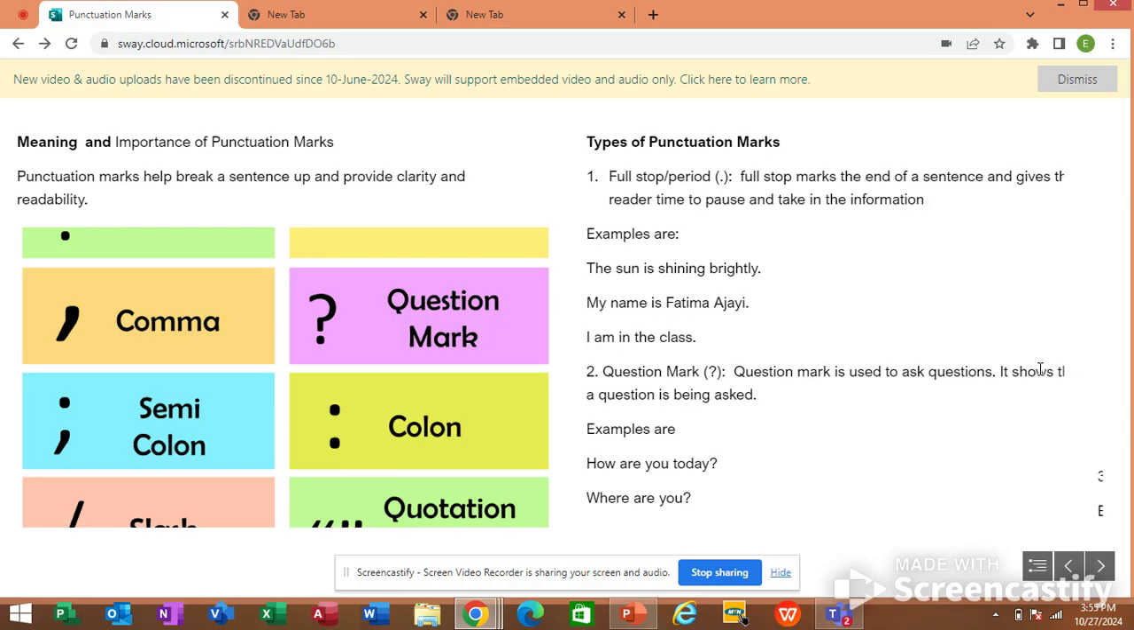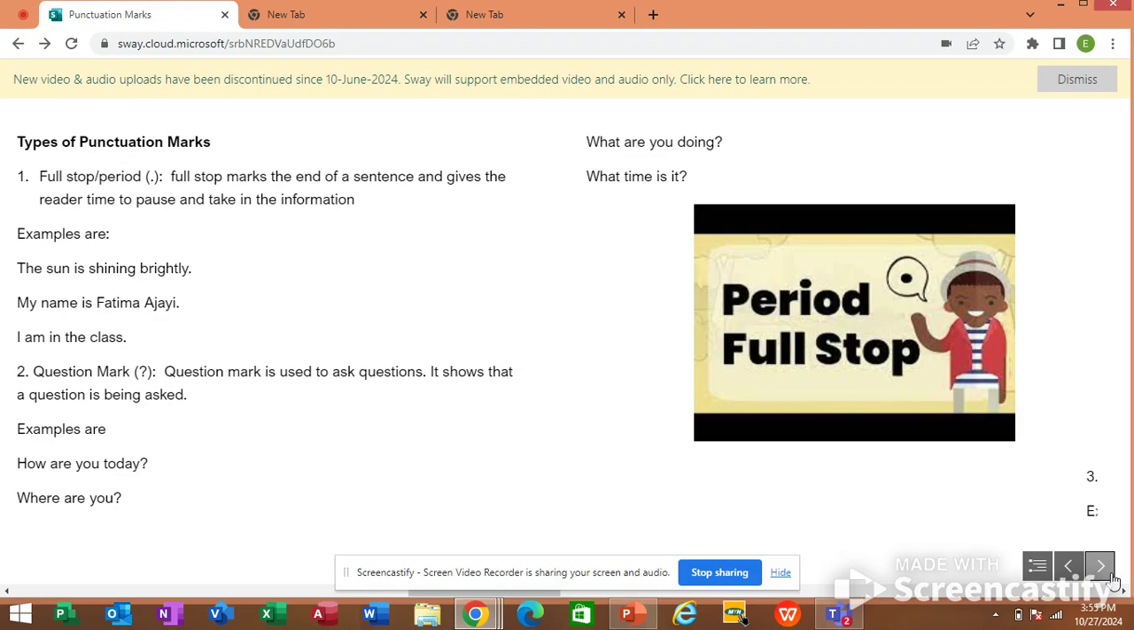We'll go to the second one. The second one is question mark. Question mark is used to ask a question. We use question mark to ask a question. It shows that someone is being asked a question or someone is asking a question. For example, how are you today? You put your question mark to show that it's a question that you have asked. Where are you? Where are you going to? You also put your question mark. What are you doing? It's another example of a sentence that ends with a question mark. What time is it? It's also a question mark that you will use to end it.